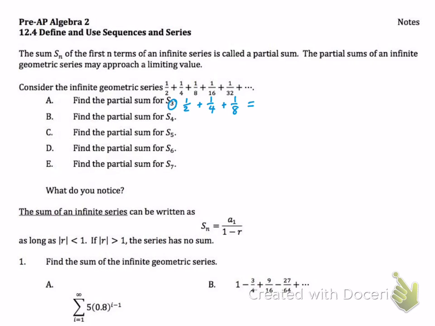And if you type that in your calculator, can anyone tell me what you get? 7/8, good. Or you could say 0.875. I would allow a decimal.